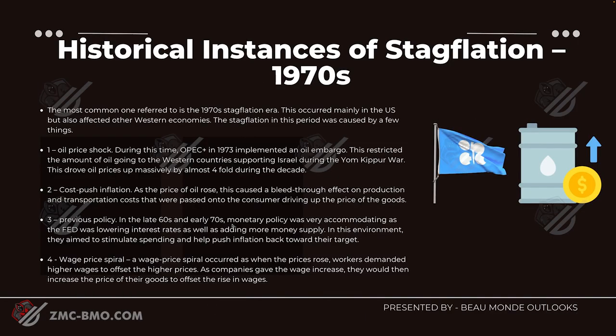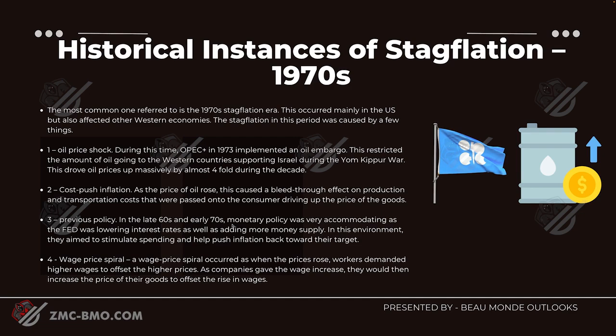A historical instance of stagflation is the perfect example. One that's referenced a lot is in the 1970s. The most common one is referred to as the 1970s stagflation era. This occurred mainly in the US, but also affected other Western economies. The stagflation in this period was caused by a few things.